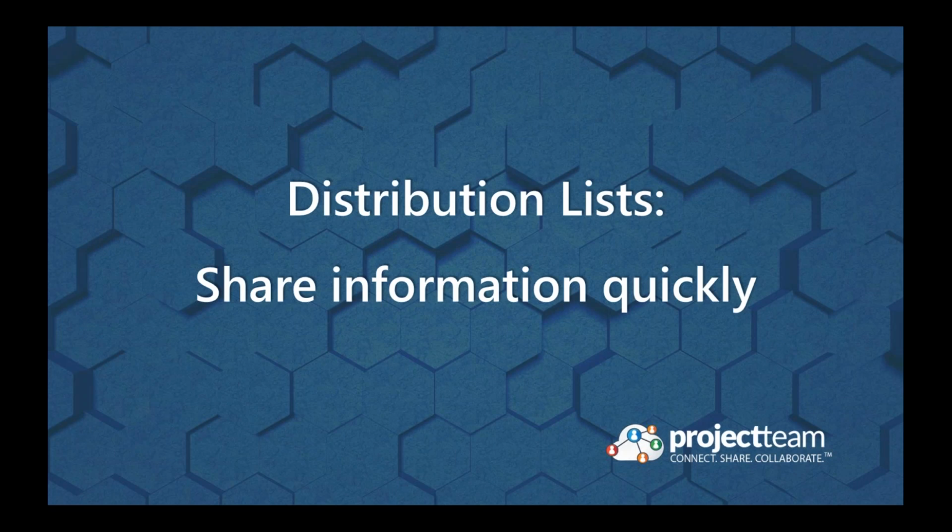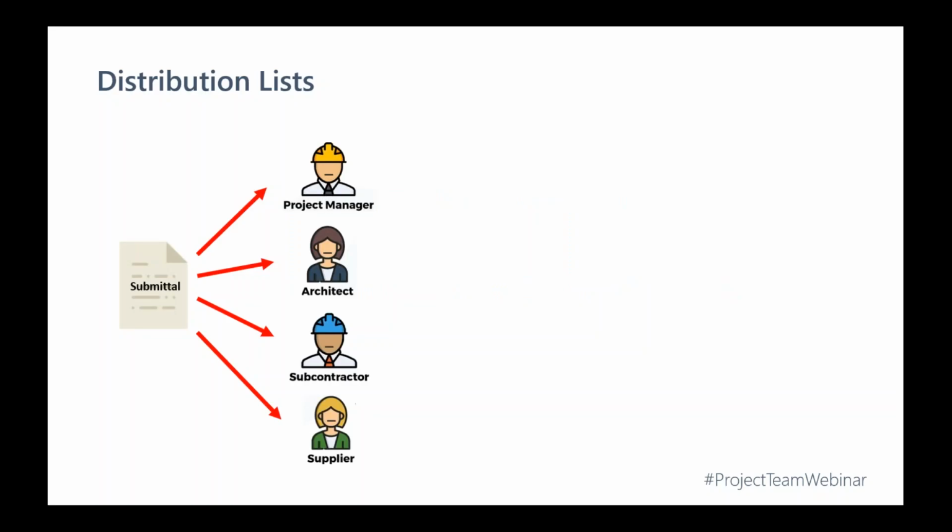The next topic I want to go over, and which I'm going to demo here, is distribution lists. Distribution lists are going to allow you to share information very quickly, and it's similar to how email works. So in email, if I have a submittal, I can attach the submittal PDF to an email, and then I can share it to a project manager, and then I can share it to an architect, then I can share it to a subcontractor, and the same for a supplier. I could do 4 different emails if I want to. In email, you can do something called a distribution list. And now in ProjectTeam.com, you can also create distribution lists.